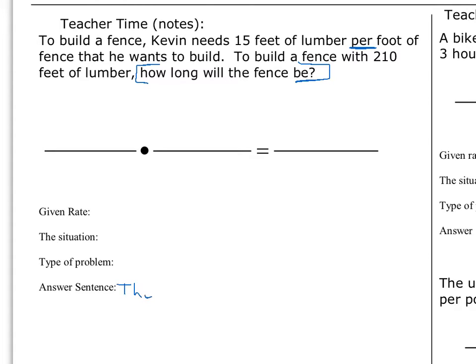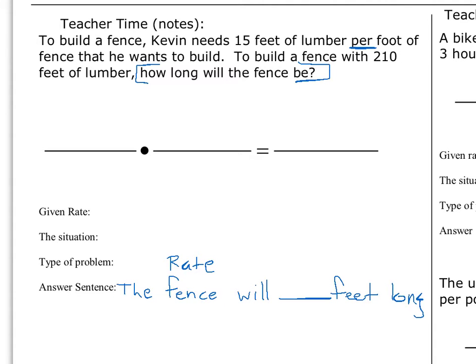The fence will be blank feet long. So now I'm going to go back to the problem. I recognize that word per, which suggests to me that this is going to be some type of rate problem. I'm going to put down rate here, and then I'm going to go back through and find my given information.